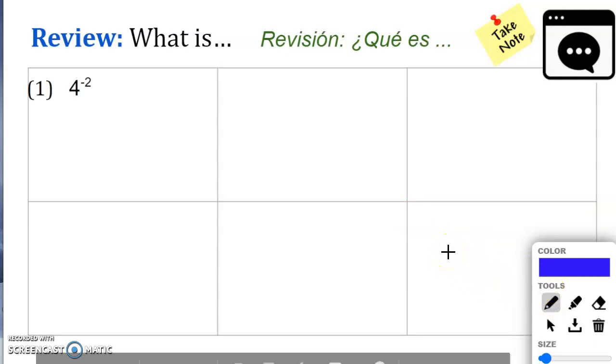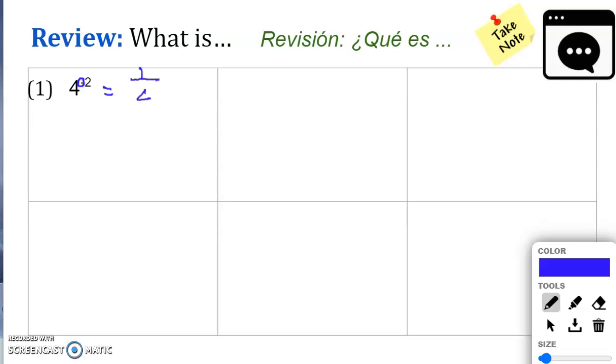That's going to be same as, the way we get rid of this negative exponent is by putting it as 1 over. And then everything else after the negative has been taken away is the same. It's going to be 4 to the power of 2. So 1 over 4 to the power of 2, that's same as 1 over 4 squared is 16, so it's going to be 1 over 16.